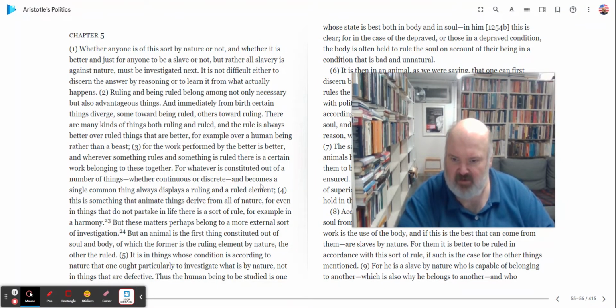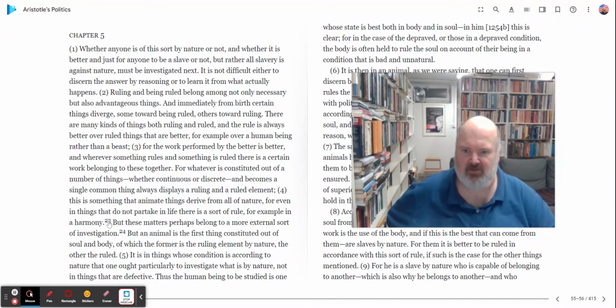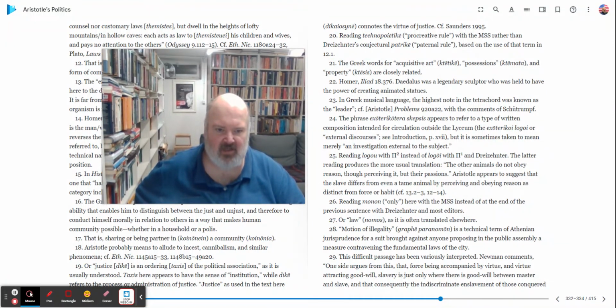And he says, okay, semicolon 4, that this is something that animate things derive from all of nature. For even in things that do not partake in life, there is a sort of rule. For example, in a harmony. In other words, he makes a point about harmony. In Greek music, the highest note in the tetrachord was known as the leader. And this is shown in Aristotle's Problems, at 9.